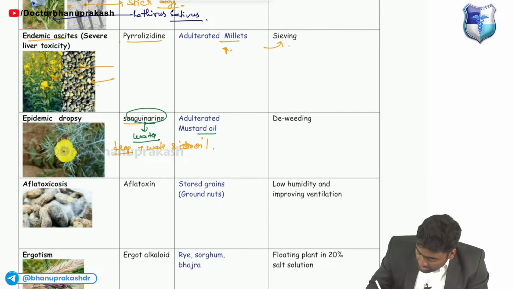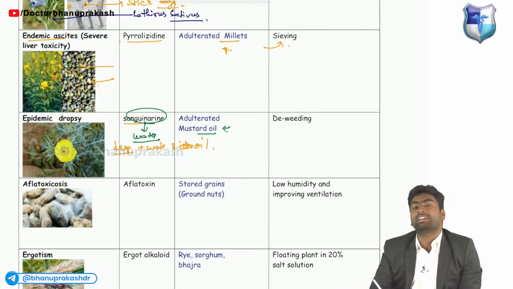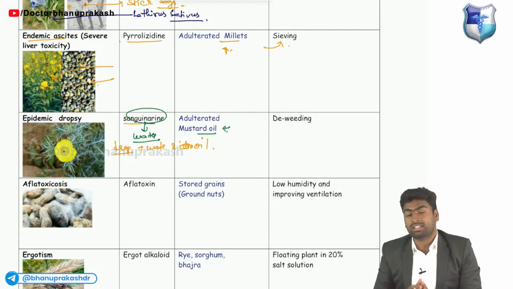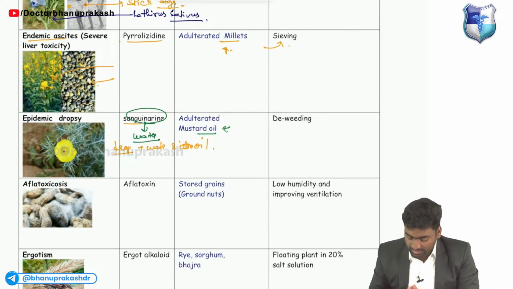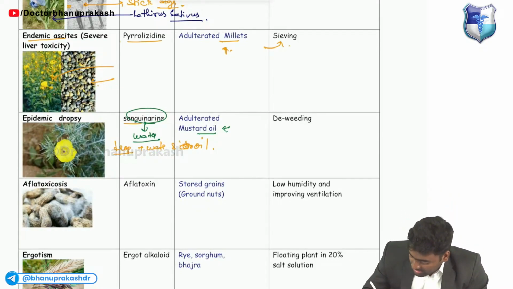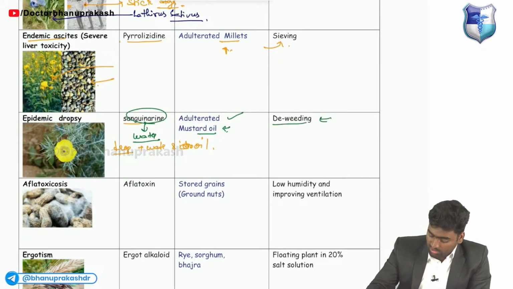Then it is adulterated in the case of mustard oil. So mustard oil, where it gets adulterated. Okay, so it is adulterated mustard oil. How will we do this? We will remove it.